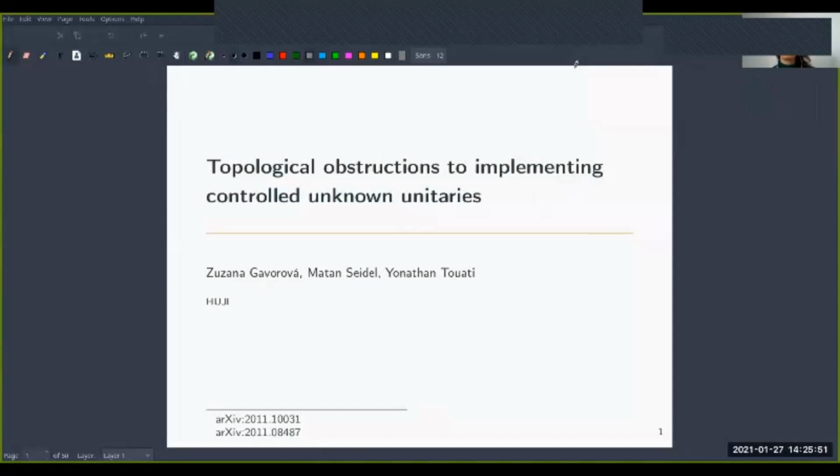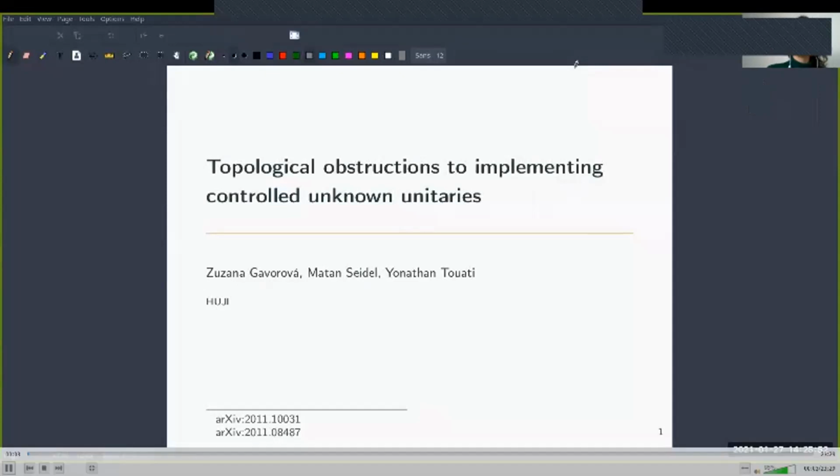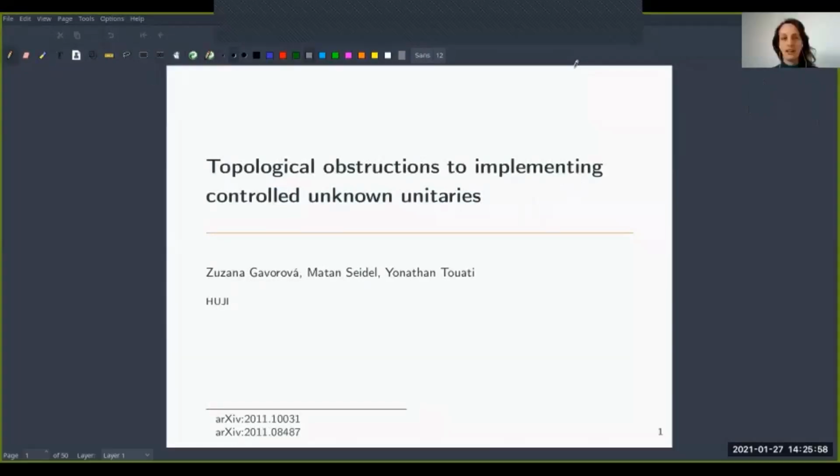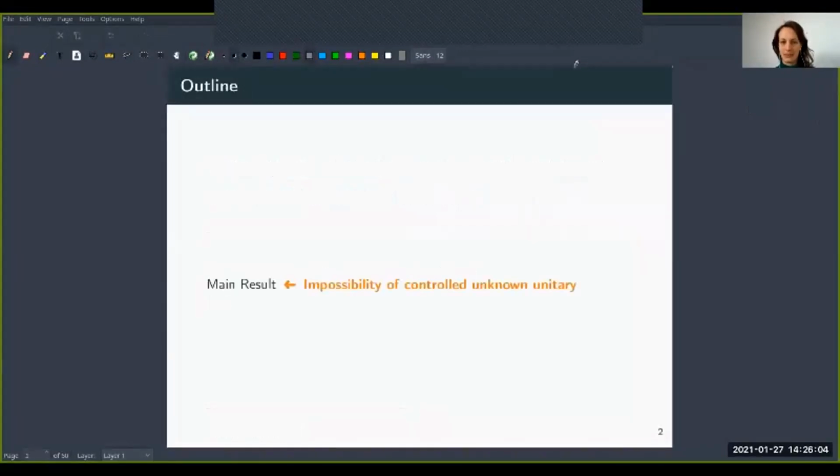Welcome to my talk. This is a talk about a very elementary result, that implementing controlled unitary, given the unitary as a black box, is impossible. It's joint work with Matan Seidel and Yonathan Touati.